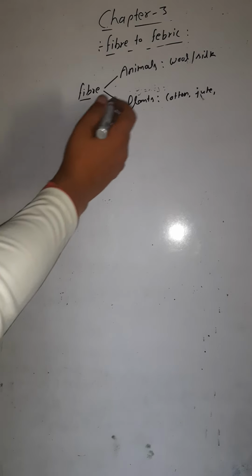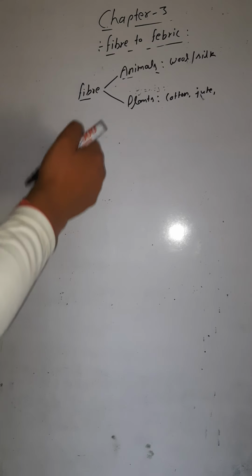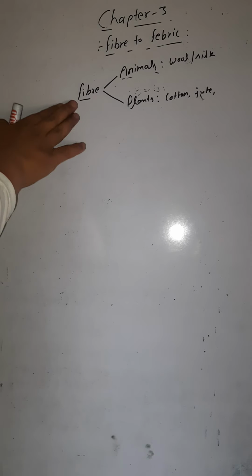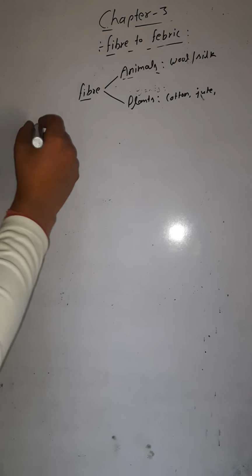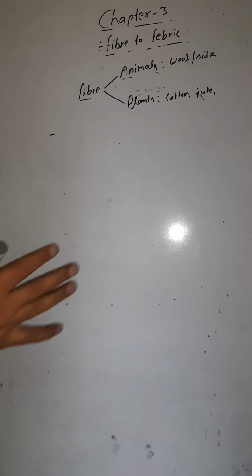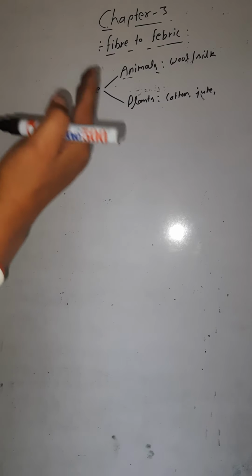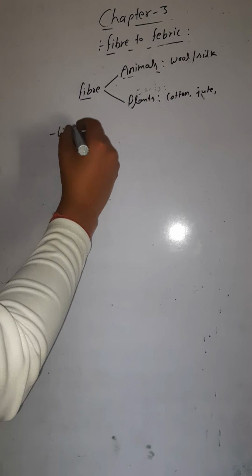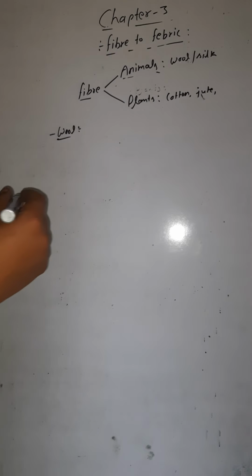So in this chapter we will discuss the fiber that we get especially from animals. We will not discuss the fiber from plants here, but we will discuss the fiber that we get from animals. If you see the fiber that we get from animals, there are different kinds of fibers, like wool. The first one is wool. Most commonly we get this wool from the sheep.